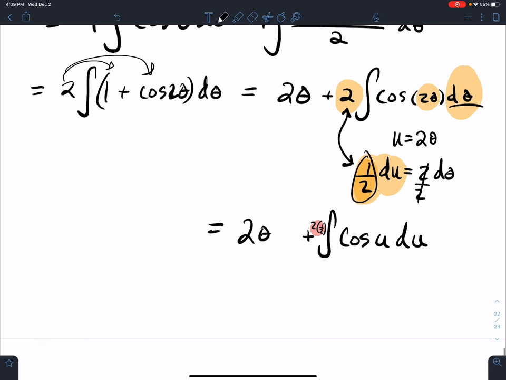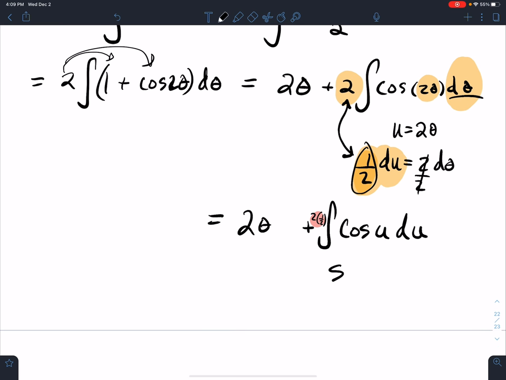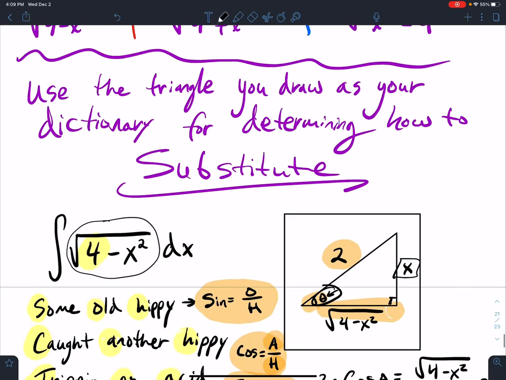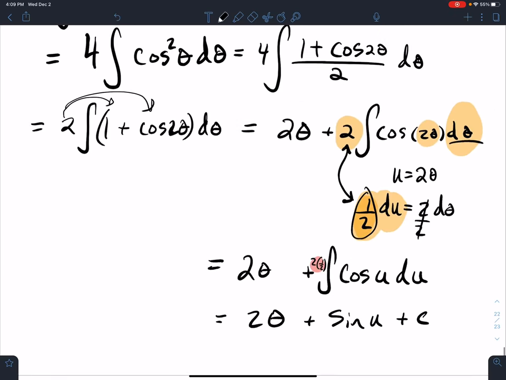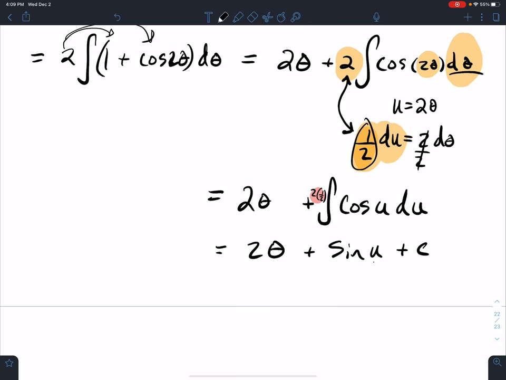All right, so the integral of cosine is sine. So this is sine of u plus c, okay, 2 theta. Now, is this my final answer? 2 theta plus sine u plus c? I don't think so. The original problem started in terms of x, so we're going to finish in terms of x. What does u equal? u is 2 theta. So this is 2 theta plus sine 2 theta plus c.